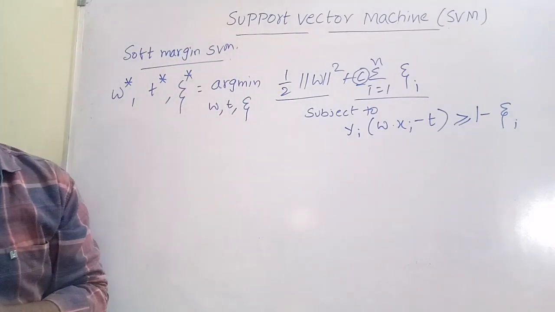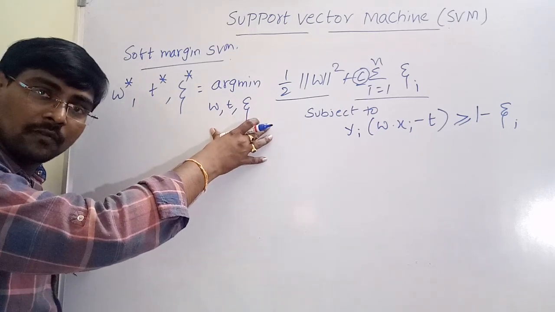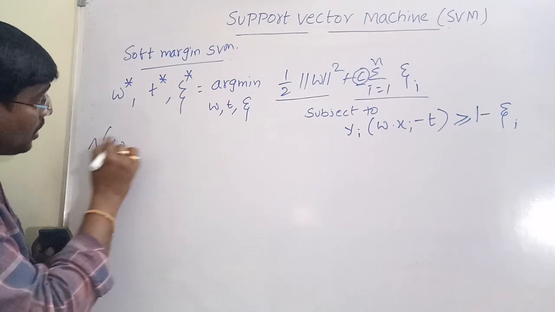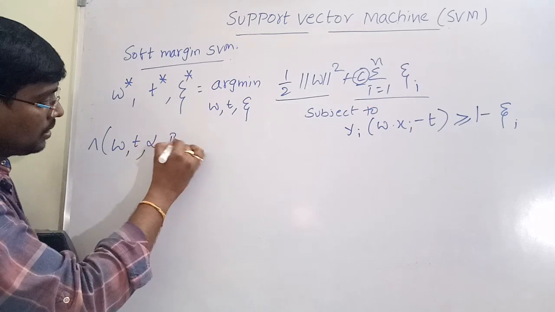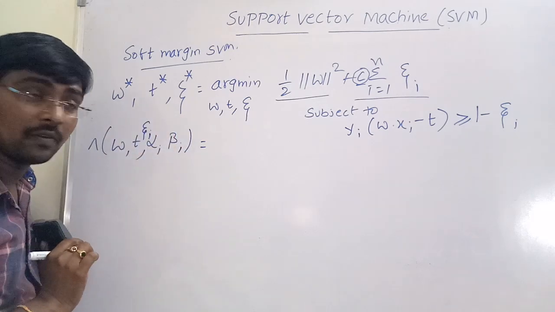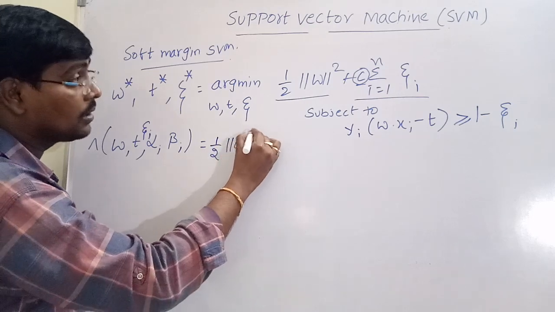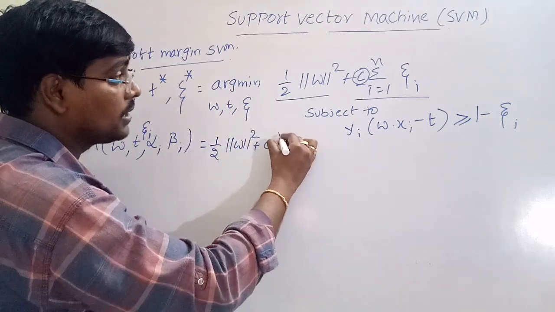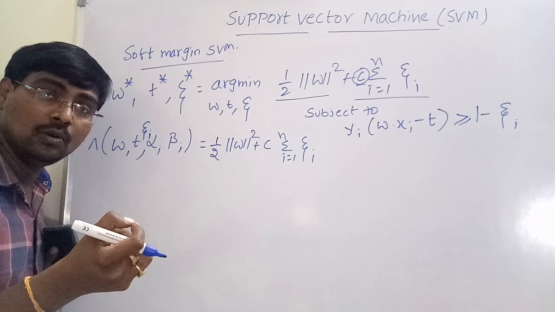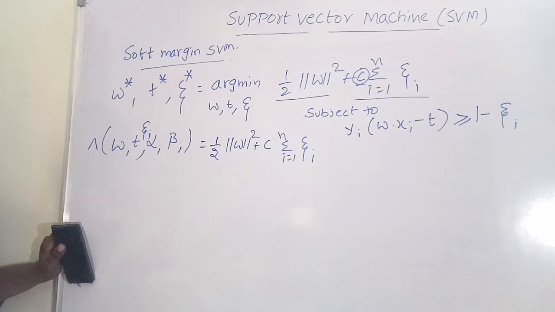So C, the complexity parameter, plays the main important role in selecting the decision threshold, that is, in selecting the margin. Similar to this constrained optimization, we apply the same approach, the Lagrange multipliers: L of W, t, alpha i, beta i, along with the slack variable. The function is the same: 1 by 2 W square plus C into sigma i equals 1 to n, minus W into sigma i equals 1 to n alpha i yi xi.